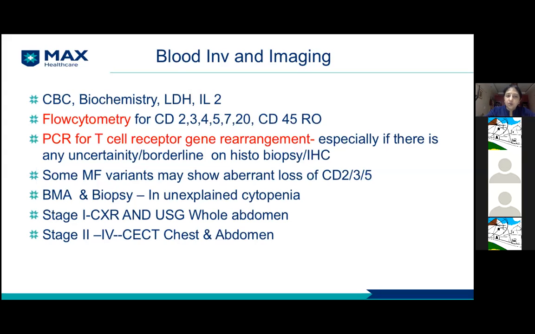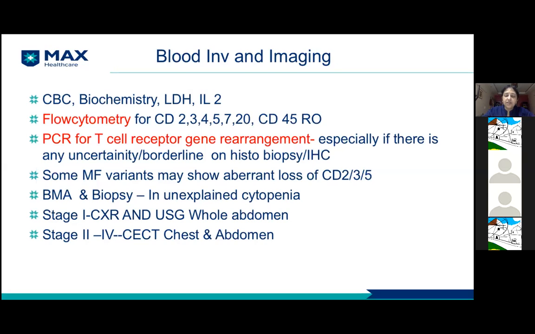Whenever I am in doubt or there is any uncertainty clinically or on biopsy, then I ask for this PCR for T cell receptor rearrangement. Now, there are some variants of mycosis fungoides which may show aberrant loss of CD2, 3, and 5, which are usually positive. So, if you find that CD2, 3, and 5 are negative, and you have any diagnostic dilemma in your mind, it is better to do this test.